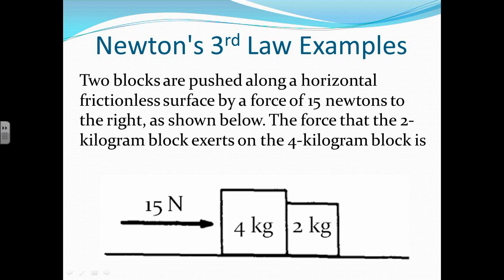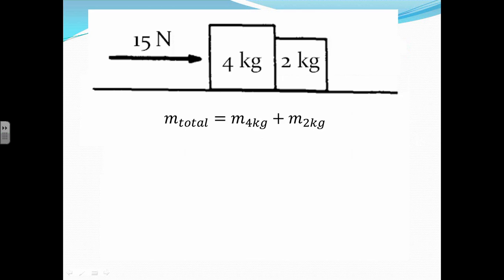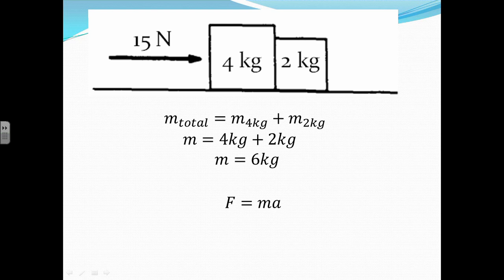So we can find what the acceleration of the system is, but first we need to add the masses together. So the total mass of the system is equal to the mass of the 4 kilogram plus the mass of the 2 kilogram blocks. And that gives us a total mass of 6 kilograms. From here, we could find the acceleration of our system using force equals mass times acceleration. The net force placed on the system equals the mass of the system times the acceleration of the system. And plugging in these values, 15 newtons equals 6 kilograms times acceleration, we find that we have an acceleration of 2.5 meters per second squared.